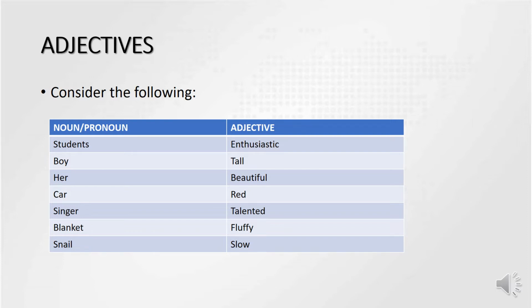Take a look at the table here on this slide. We have the nouns and pronouns on the left and the describing words, or words that could potentially describe these nouns and pronouns, on the right. And as a result, on the right, we have our adjectives. Students could be described as enthusiastic. A boy could be described as tall. Her could be described as beautiful. A red car, a talented singer, a fluffy blanket, a slow snail. All these adjectives on the right-hand side tell us more about the nouns and the pronouns on the left-hand side.